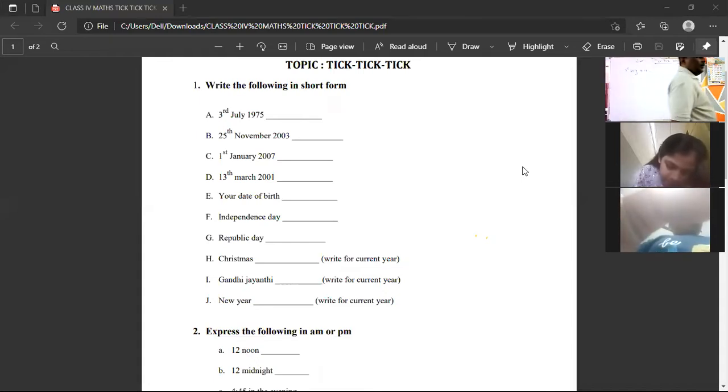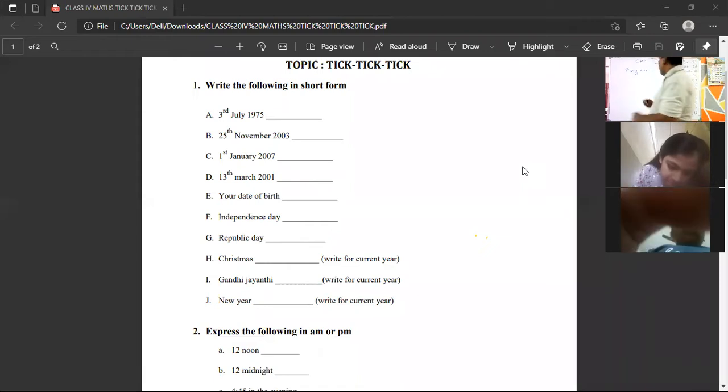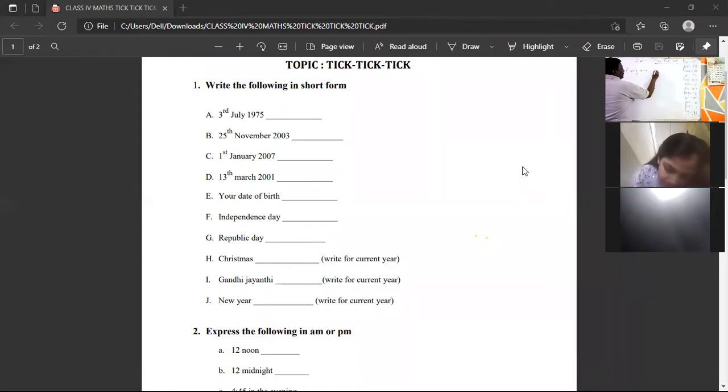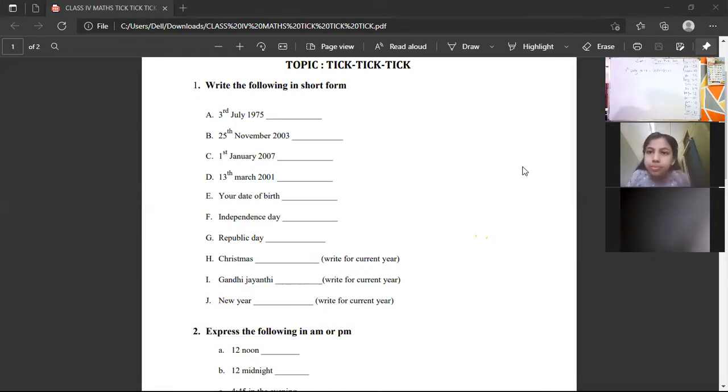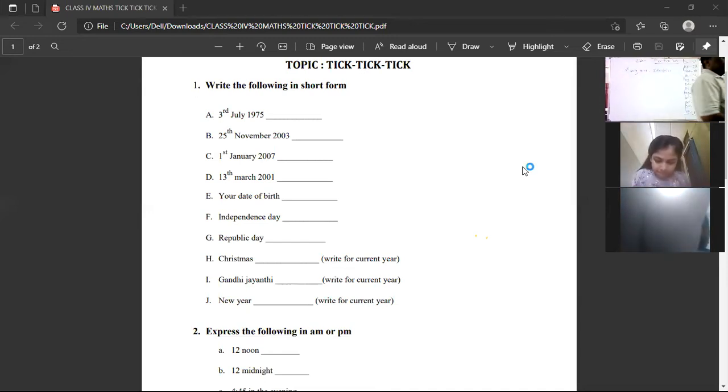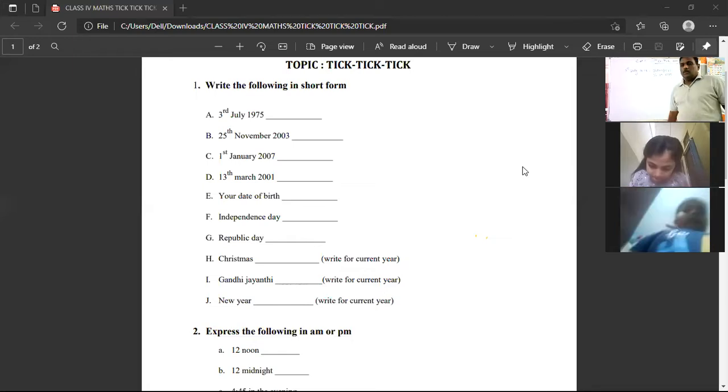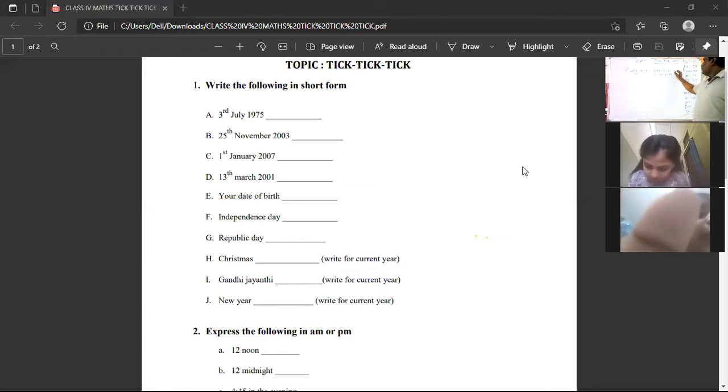3rd July 1975. How to write this? 3rd July, July 1975. You can write like this also. Sir, this one in notebook? Yes, you have to start doing this in notebook. First, take this table, 12 months numbers. Take this in a notebook. Then start doing one by one.